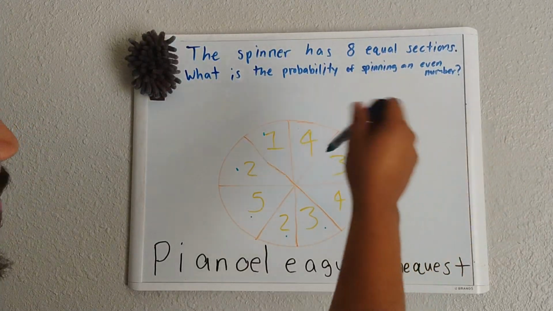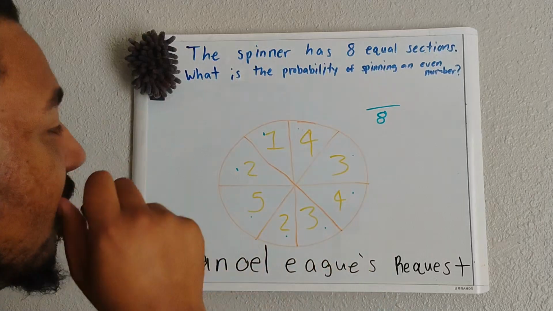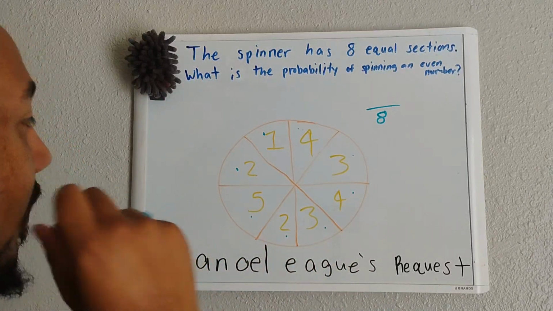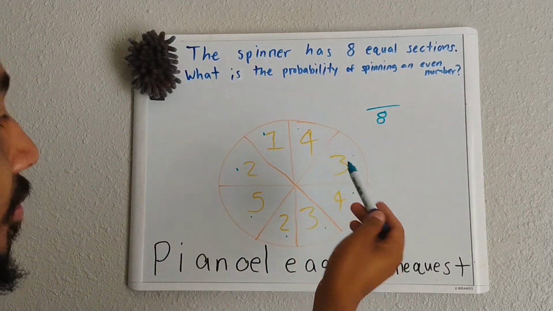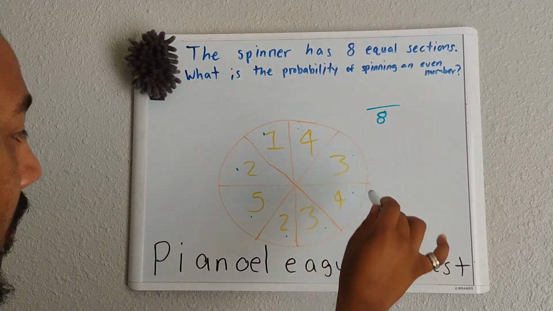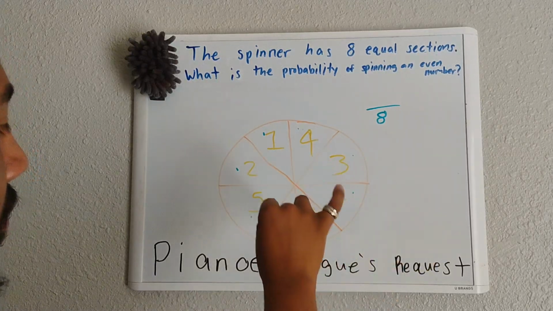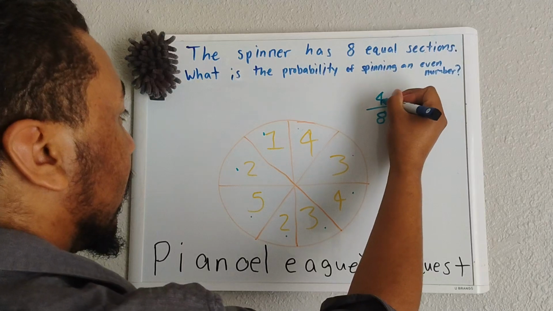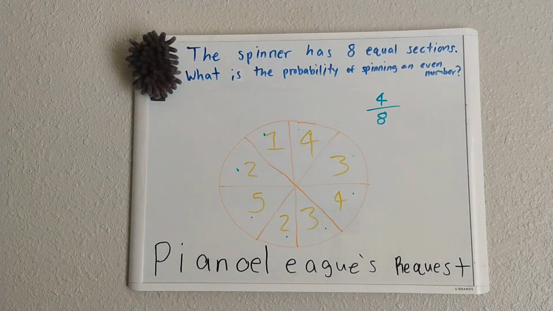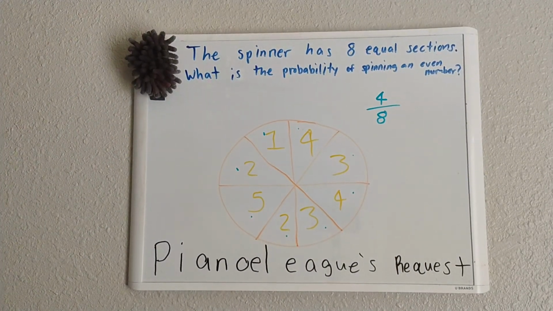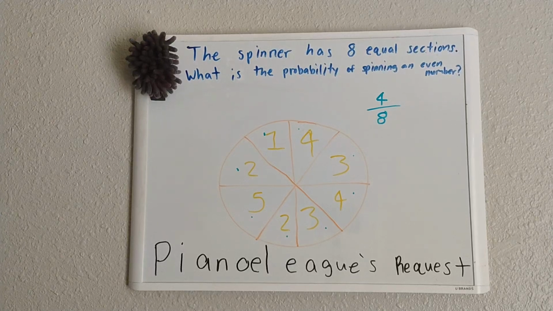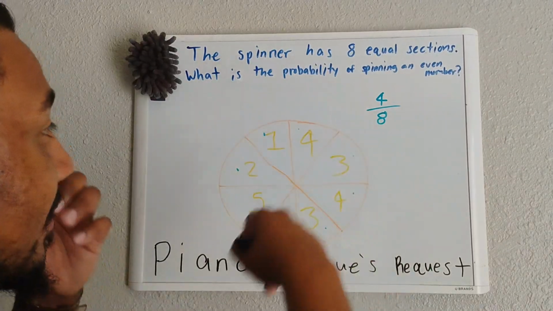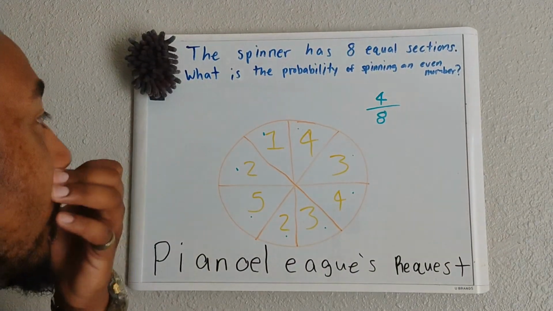So the even numbers, let's just try to answer the question. How many even numbers are there? 1, 2, 3, 4. So there's 4 out of 8 even numbers. But we're trying to find the probability of spinning one. So there's 4 out of 8, which means what's the probability of it? Well, technically that is, but let's break it down.